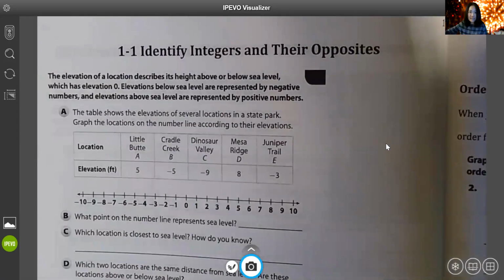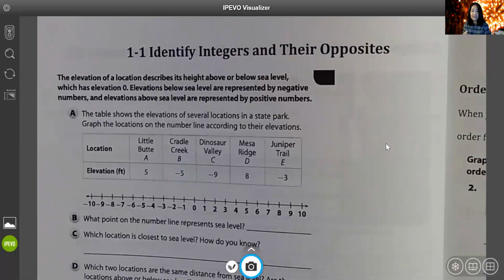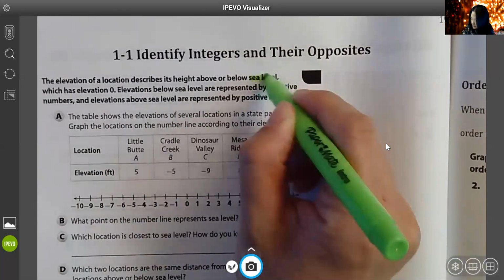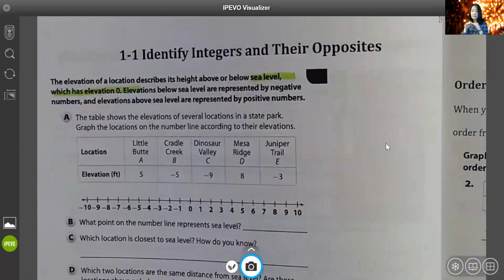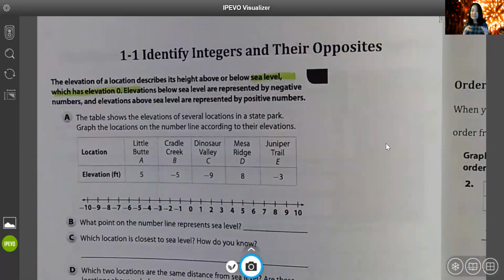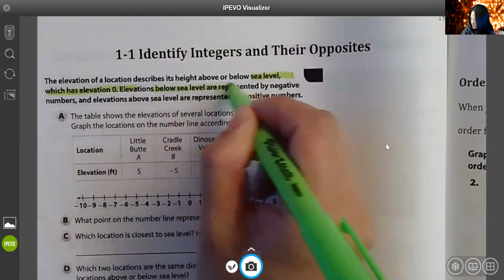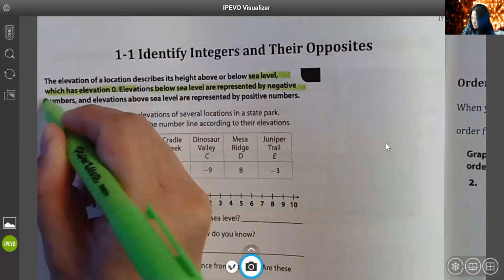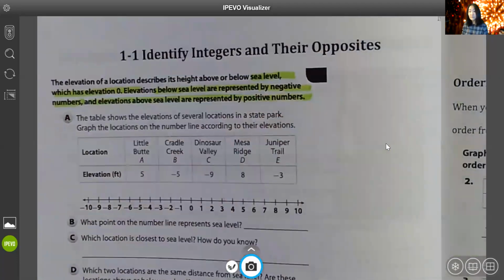It says an elevation of a location describes its height above or below sea level, which has an elevation of 0. That means sea level has an elevation of 0. So sea level is always at 0. Elevations below sea level are represented by negative numbers, and elevations above sea level are represented by positive numbers.